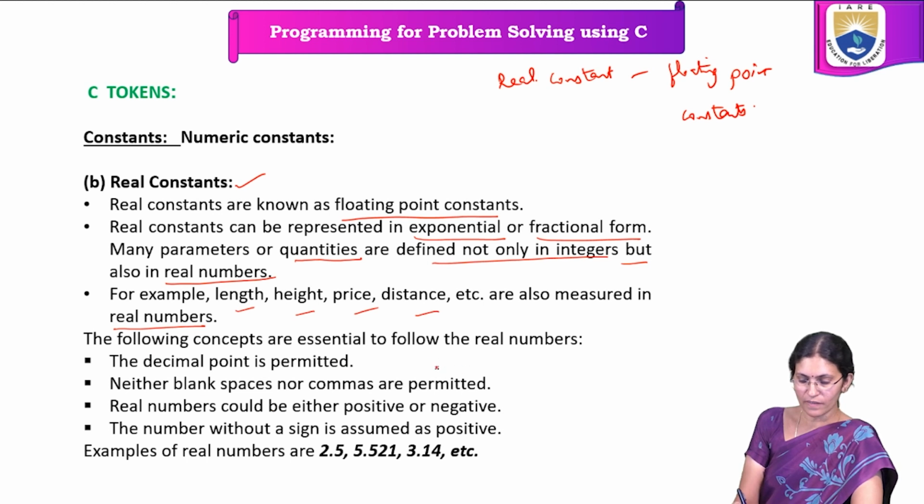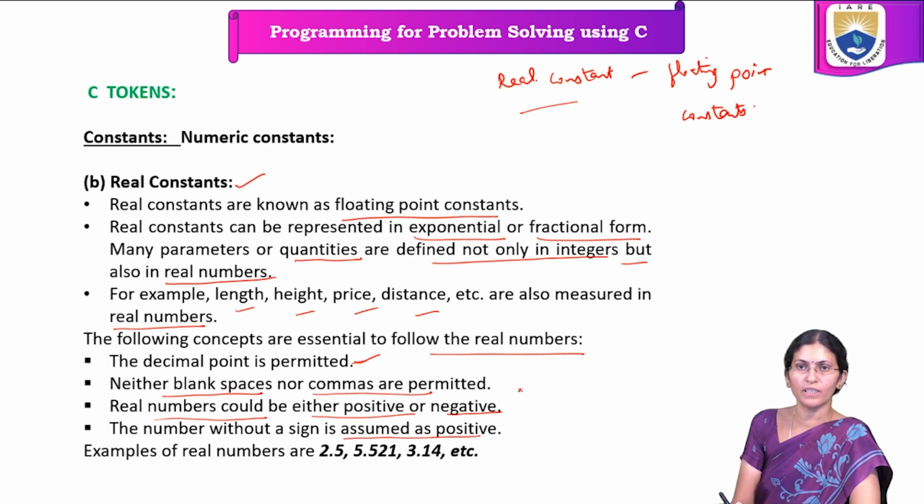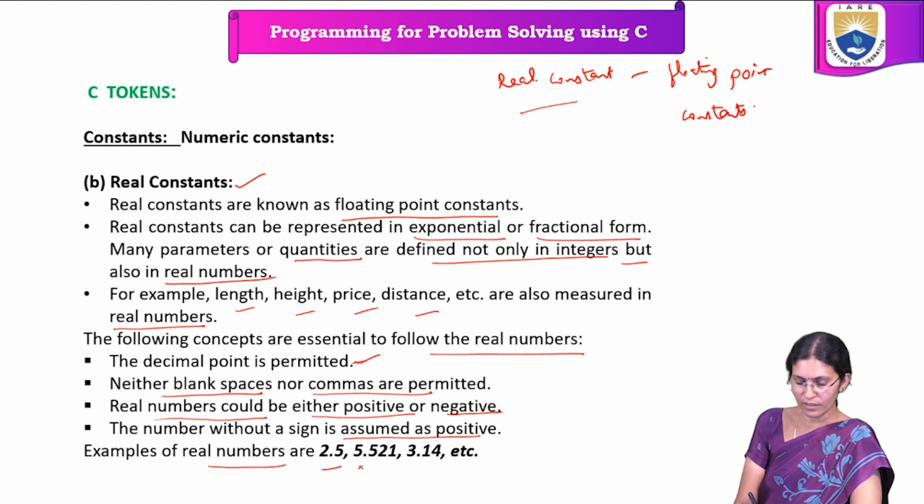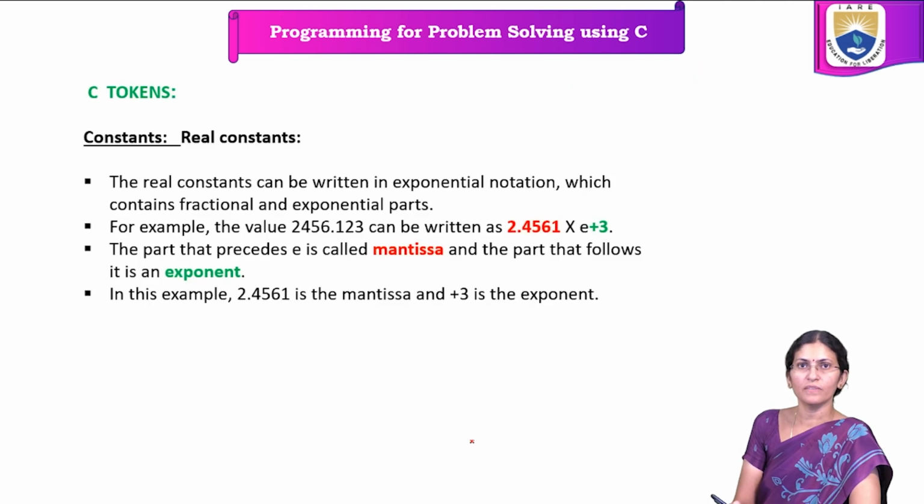The following concepts are essential for real numbers. The decimal point is permitted for defining a real constant. We cannot have blank spaces or commas. Real numbers can be either positive or negative, and a number without a sign is assumed to be positive. Examples of real constants are 2.5, 5.521, 3.14 and so on. All these are examples of real numbers.